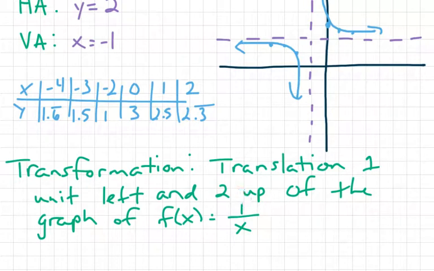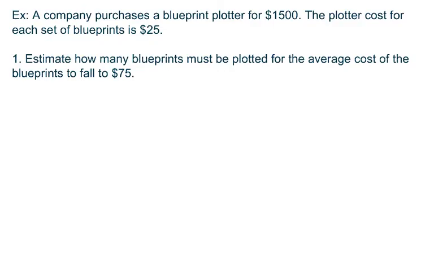All right, last question here. A company purchases a blueprint plotter for $1,500. The plotter cost for each set of blueprints is $25. Question number 1. Estimate how many blueprints must be plotted for the average cost of the blueprints to fall to $75.